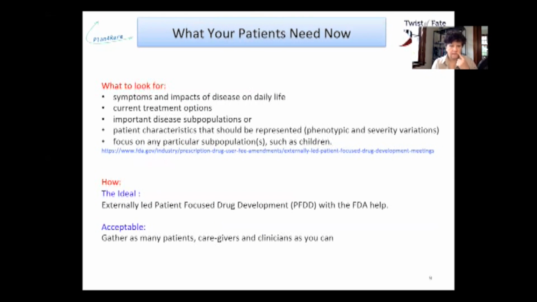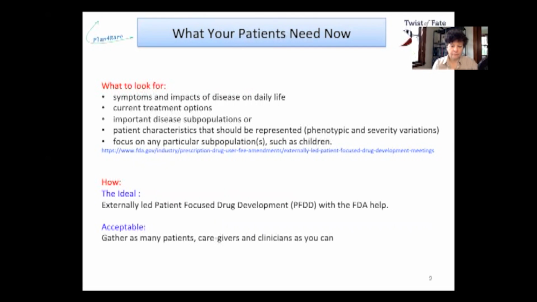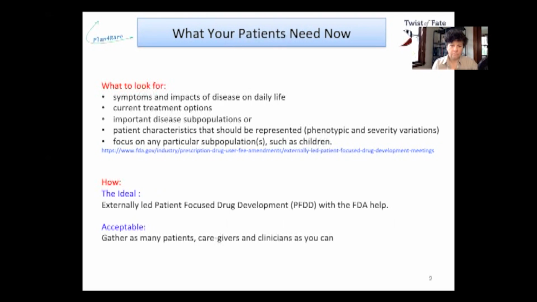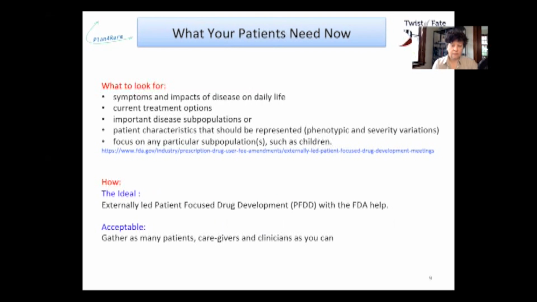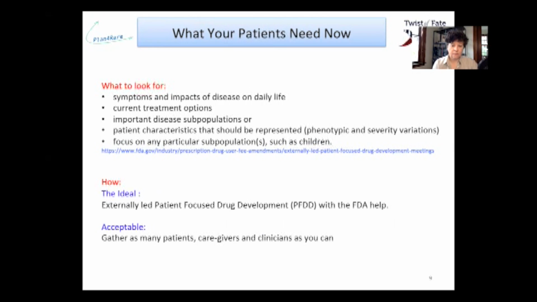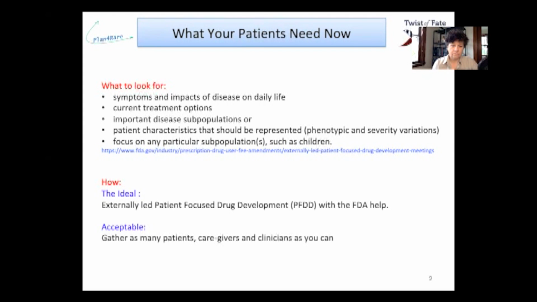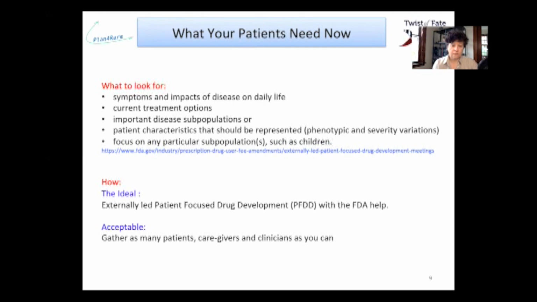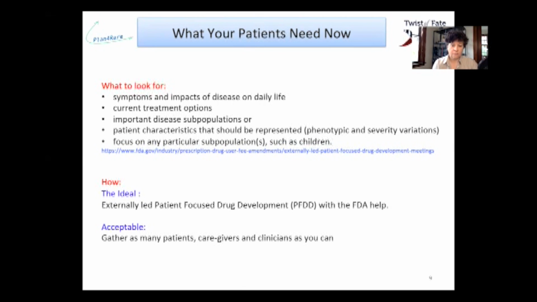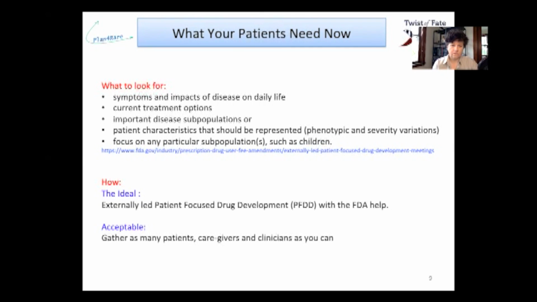As an indication of what to look for, you can follow the guidelines from the FDA. I indicated the website page here. Mainly, identify the symptoms and impact of the disease on daily life, the current treatment options, the important disease subpopulations or patient characteristics that should be represented, the phenotypic and severity variation, and if there is a need to focus on any particular subpopulation, such as children, for example.